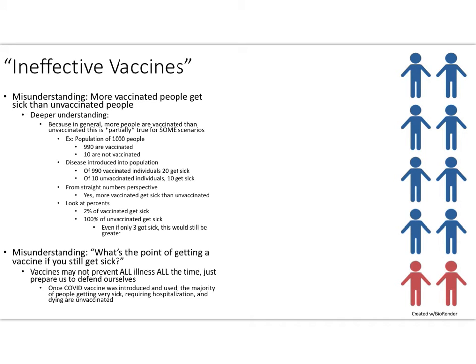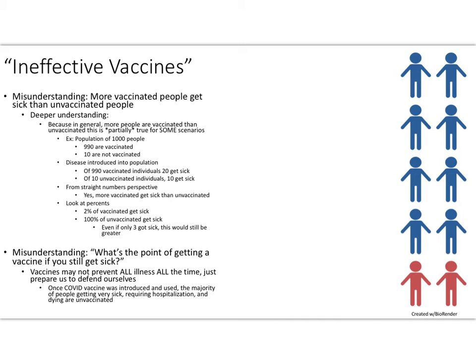Another one of the most common misconceptions about vaccines is that they are ineffective. People look at vaccines and they say, well, people still get sick when they get vaccines, so there's no point in taking them. When we look at this overarching misconception, we can break it down into 2 smaller misconceptions, or 2 smaller misunderstandings, in another way of looking at it. So some people look at vaccines and they say, well, more people who are vaccinated than unvaccinated get sick anyway, so there's no point in taking the vaccine.